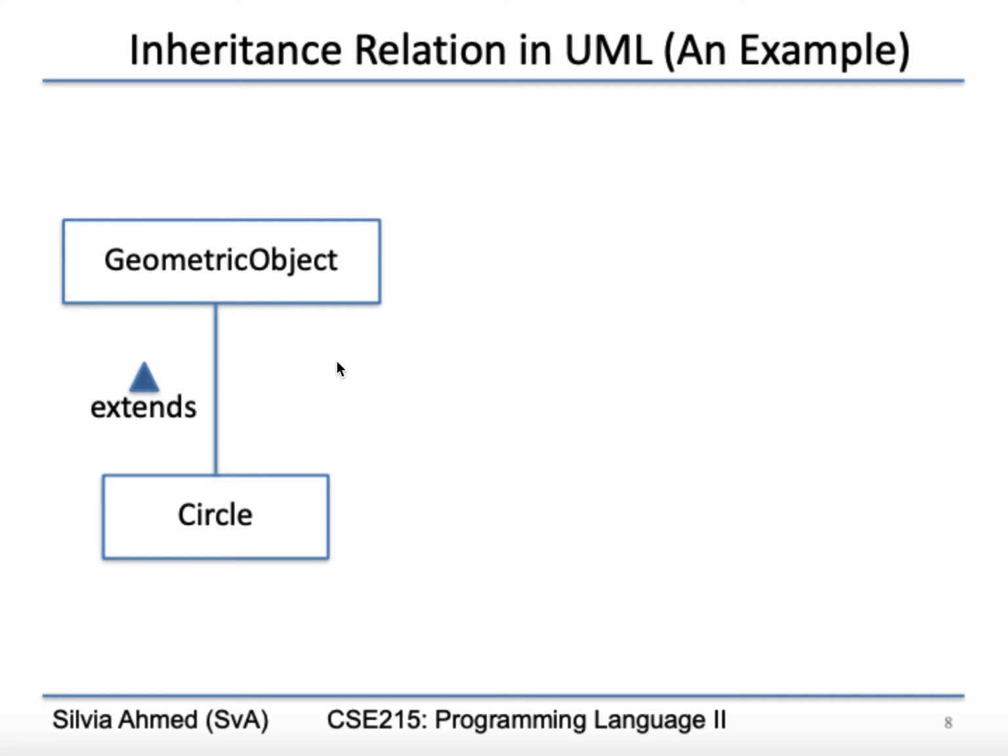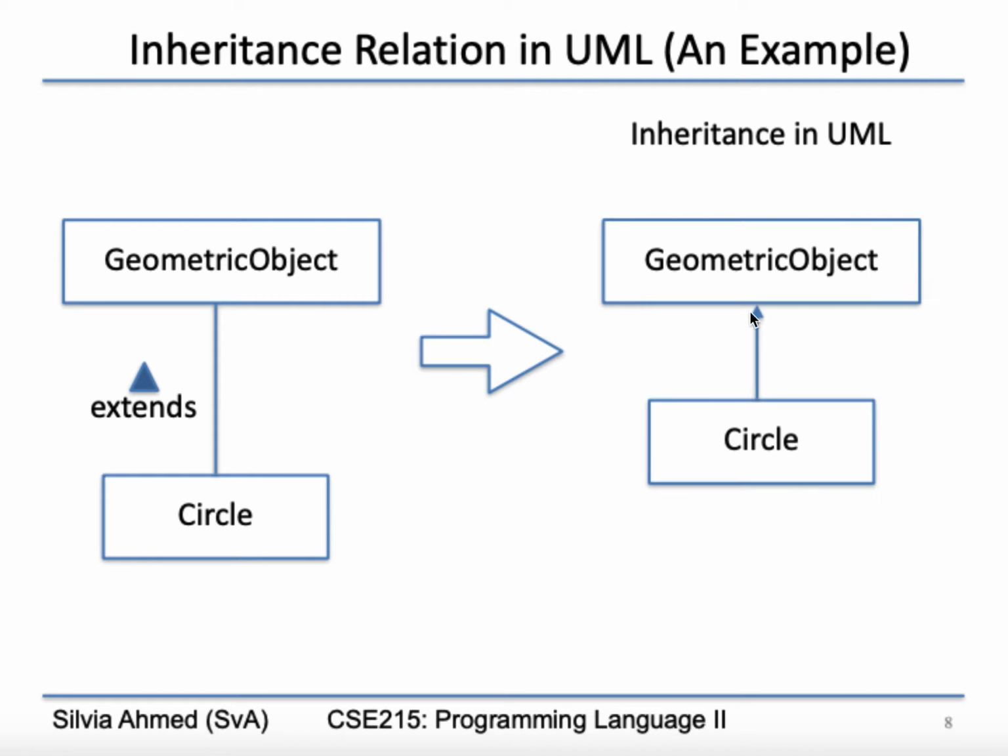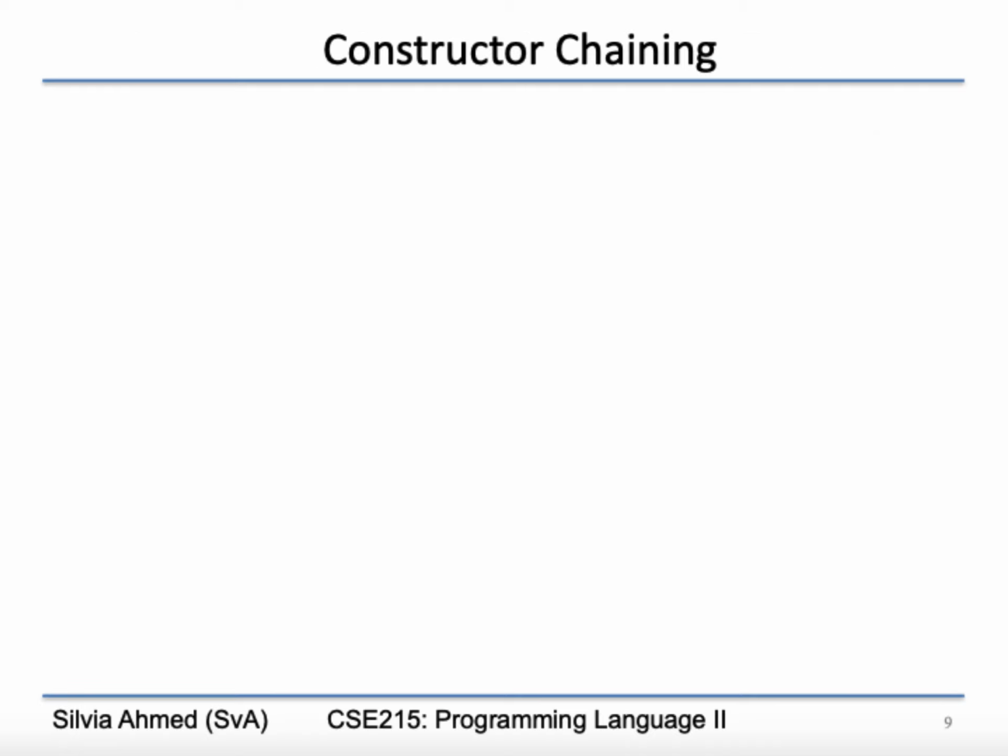Instead, what we can do is have a simple arrow from the subclass towards the superclass. It means Circle extends GeometricObject. So with this, we now look at an example. We will have a common thing called constructor chaining, and we will see what it is.